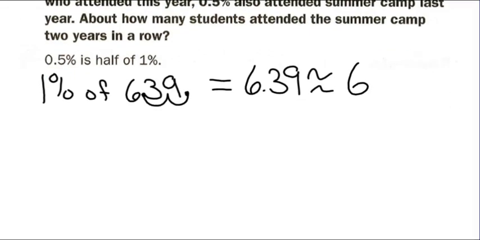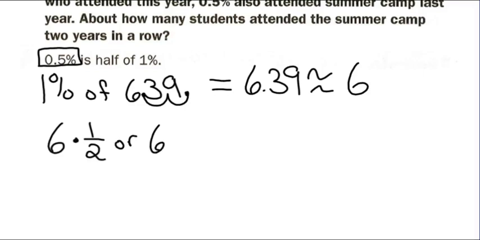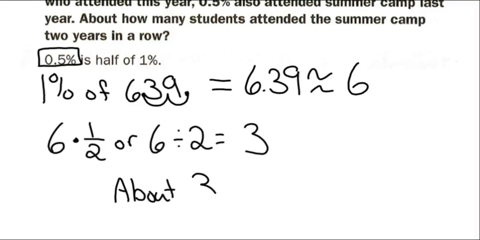Well, remember, we wanted 0.5% when we started, not just that 1%. Well, how much is 0.5% of 1%? Well, it's half. So we could do 6 times 1/2, or 6 divided by 2, which in either case gives us 3. So about how many students attended the summer camp 2 years in a row? About 3 students.